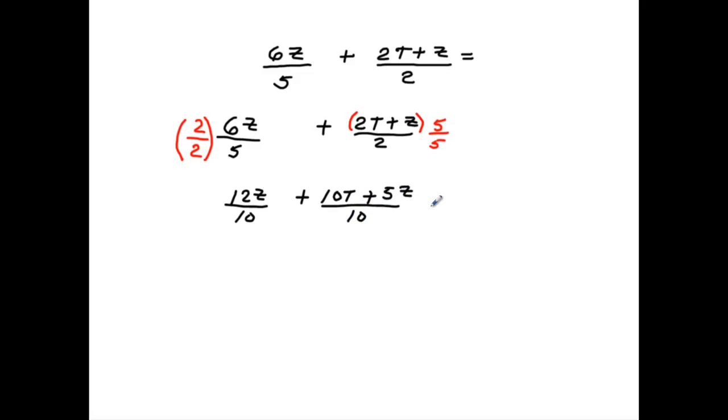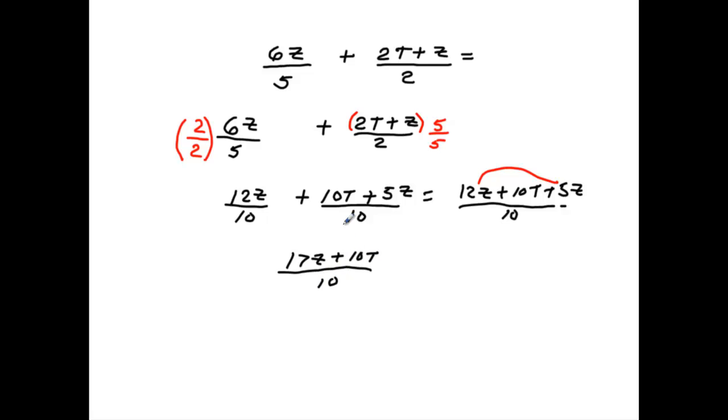all over 10. We bring all those together, that gives me 12z plus 10t plus 5z, and that's all over 10. Now you can add these two together, and when we do that, that will give me 17z. Oops, make that better, 17z plus 10t over 10. And that is your final answer.